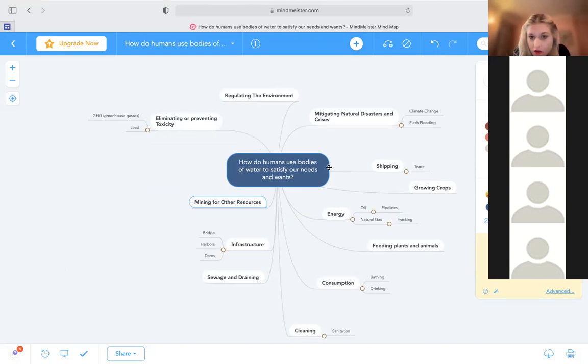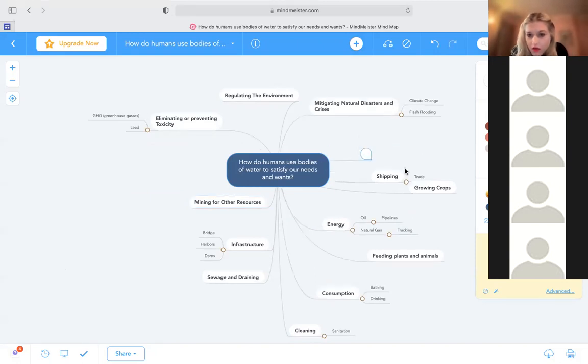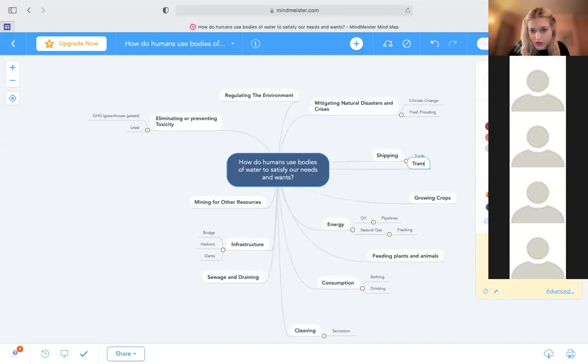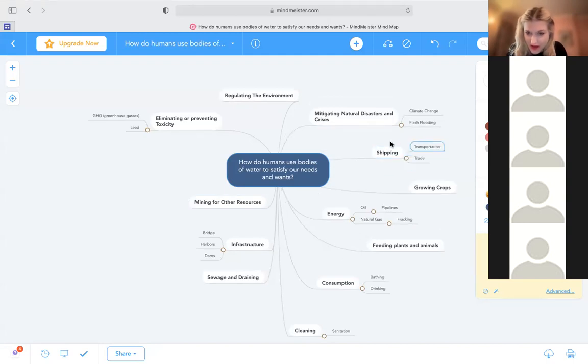Also, okay, good, transportation. So shipping, we'll put transportation here. Commercial transportation isn't so important, but consider who uses the water to transport people around, because that could be a matter of national security.